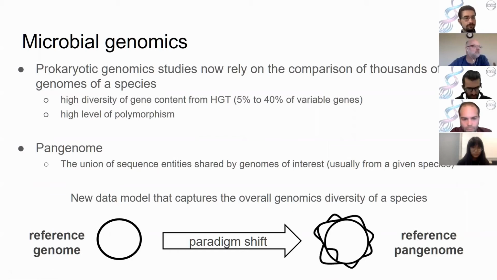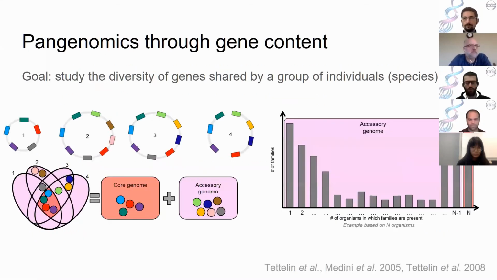So this gave rise to the concept of pangenomes. A pangenome is the union of sequence entities shared by genomes of interest, usually from a given species. And it gave rise to new data models that move from capturing only the specificities of a single genome to the overall diversity of a reference pangenome. Pangenomes can be worked on at the sequence level, like you may have seen on trends in bioinformatics on Friday, but also it is originally worked on at the gene level. So the goal is to study the diversity of genes shared by a group of individuals.